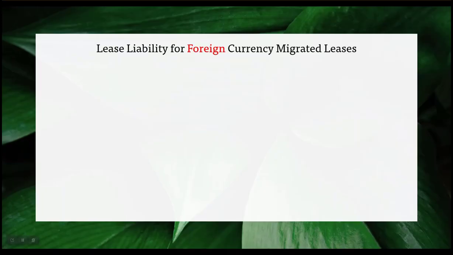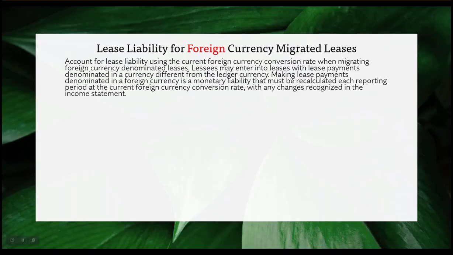Next feature: lease liability for foreign currency migrated leases. Account for lease liability using the current foreign currency conversion rate when migrating foreign currency denominated leases. Lessees may enter into a lease with lease payments denominated in a currency different from the ledger currency. So we have two currencies in this case: the ledger currency and a foreign currency for the lease.